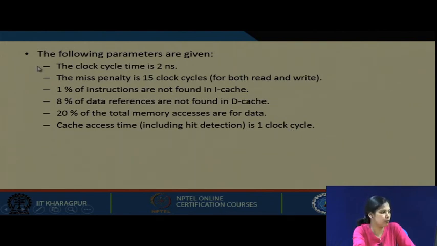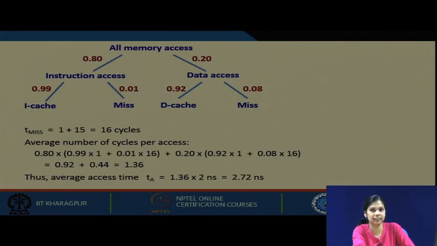So this is the information that is provided, and we will be seeing how we can find out the average access time. So let us see. Out of total memory access, 80% are for instruction and 20% for data. Out of this 80% of instruction, cache can be used 0.99 of the time and miss rate is 0.01, where the data is not found in I cache. Similarly, for data access, 8% there is miss, so 0.92 will be hit.